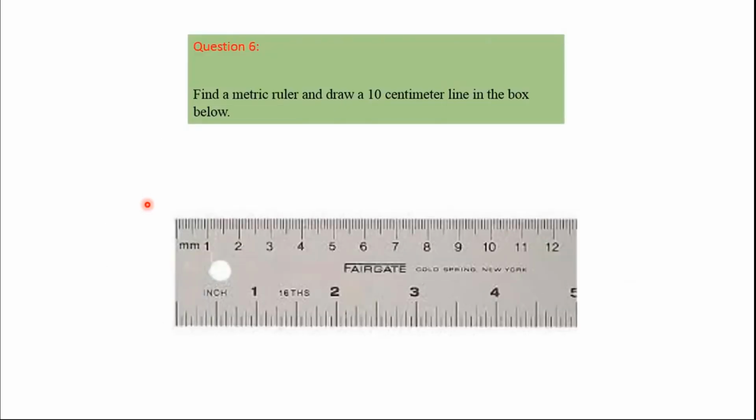Next, question 6, find a metric ruler and draw a 10 centimeter line in the box below. So you would get your metric ruler and just draw a line that is 10 centimeters long in the box on your activity. For those people who are not used to reading it, these are inches on the bottom, and our centimeters are here. Centimeters are the bigger marks, and there are 10 millimeters in each. Each of these little marks is a millimeter, and there are 10 millimeters in a centimeter. So here's our 1 centimeter, 2, 3, 4, 5, 6, 7, 8, 9, 10.